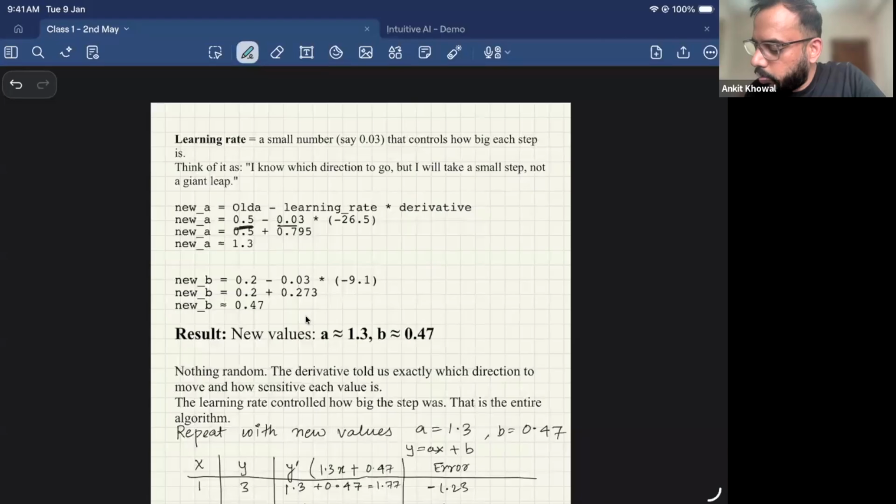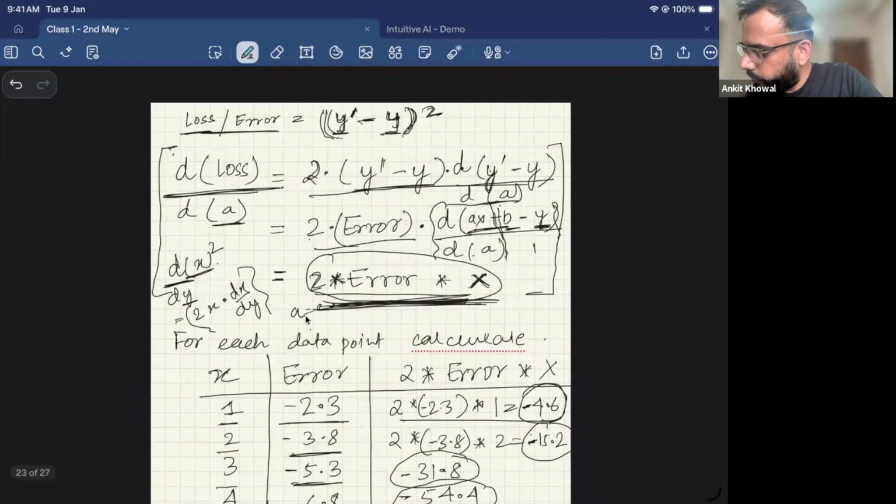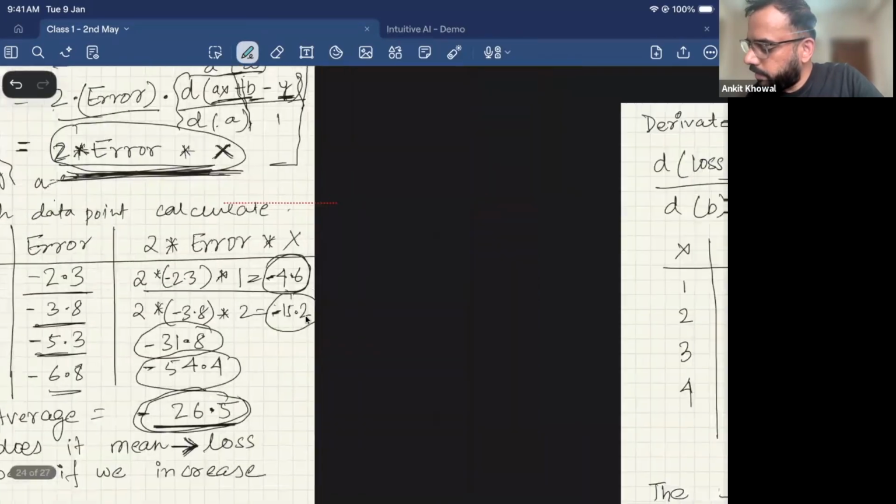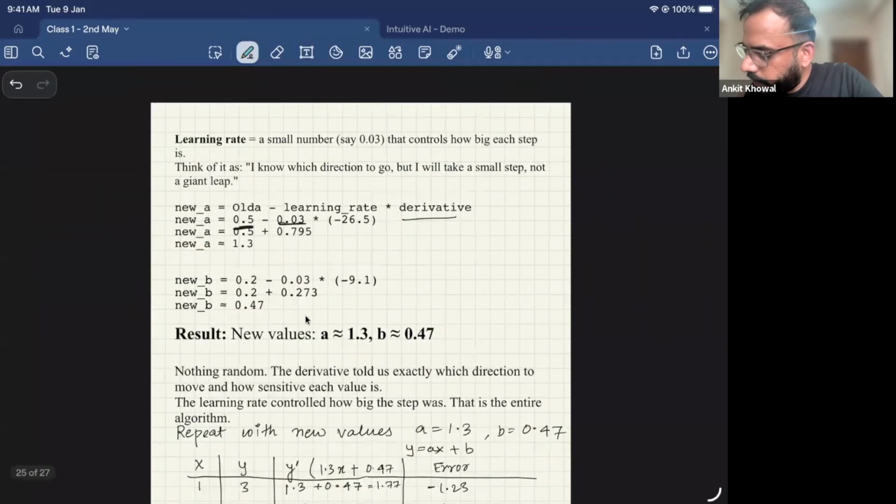Now, the old A was 0.5, and the learning rate is 0.3. This is a random value that we have taken. It could be anything. And the derivative, which was the average that we calculated, is 26.5. So we took 26.5. Now, if we do the calculation, 0.5 minus 0.3 times this thing, it will come out to 1.3. I'm multiplying over here.